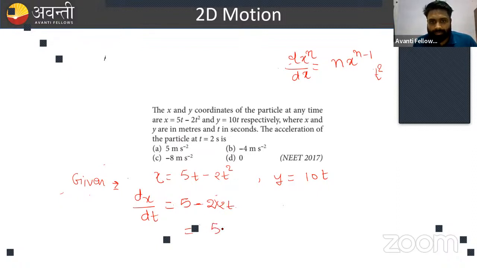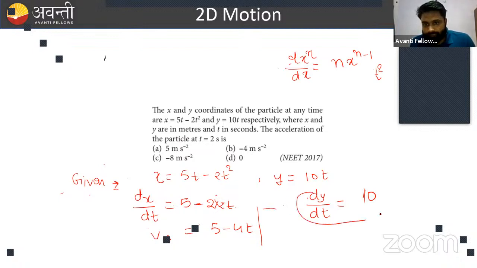So finally, 5 minus 4t, this is the component of velocity in the x direction. Now, for y, we have to differentiate it with respect to t. So dy by dt would become 10 because the differentiation of t is 1. From here, you can observe something very interesting: the component of velocity in the y direction, that is vy, is equal to 10, which is a constant.